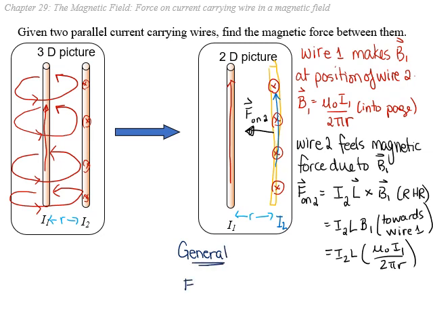So the force, magnetic force, is equal to mu naught times I1 times I2 over 2 pi times r, the distance between the wires. Force, of course, has a direction. We see that wire 2 is pulled towards wire 1 if the current is in the same direction, so the force is attractive when current is in the same direction.